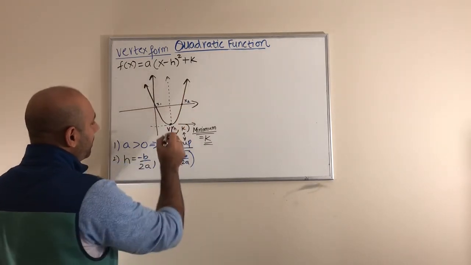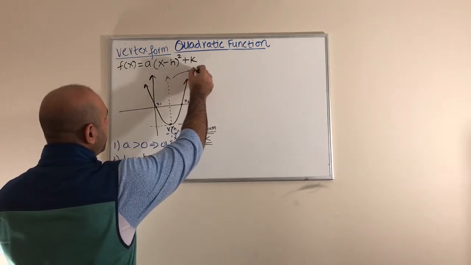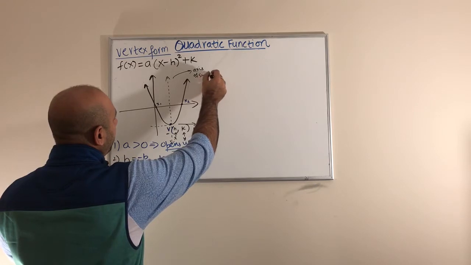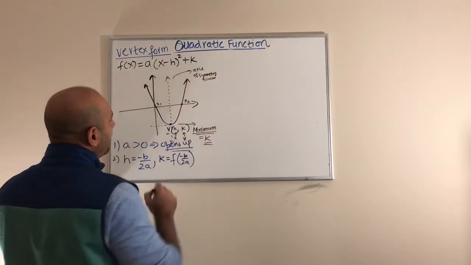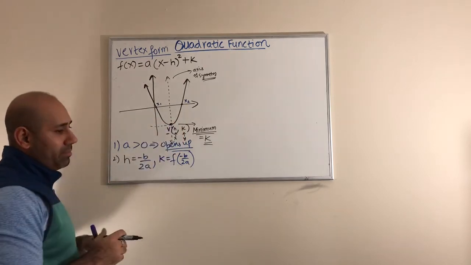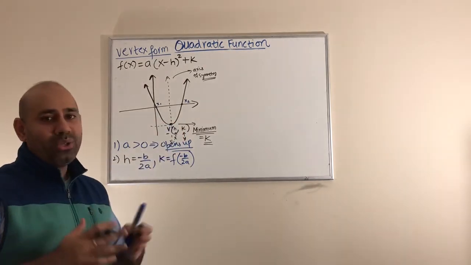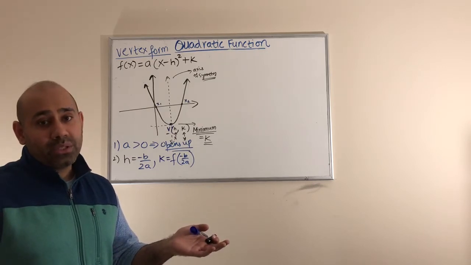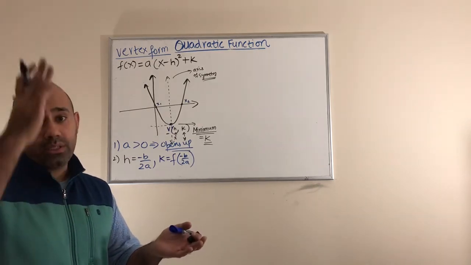And what is special about this line? Guys, the axis of symmetry is a special line that goes through the vertex and basically divides the graph into two symmetrical pieces. They are basically just mirror reflections of each other. That's what the axis of symmetry does.